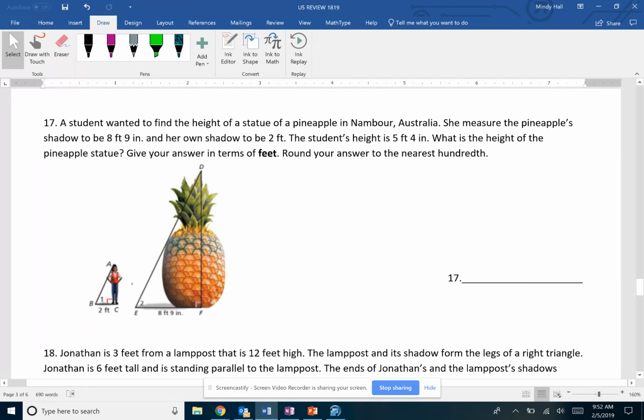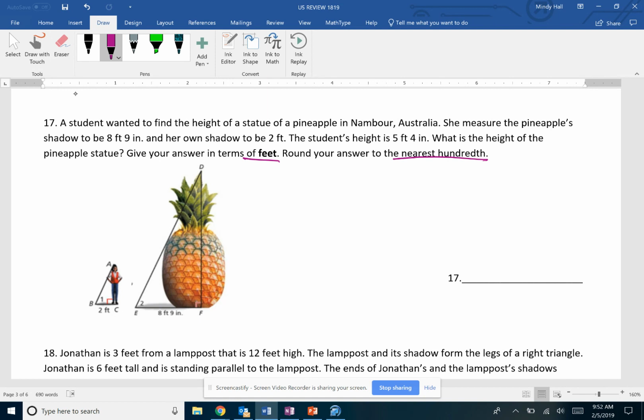So a student wanted to find the height of a statue of a pineapple in Nambour, Australia. She measured the pineapple's shadow to be 8 foot 9 inches and her own shadow to be 2 feet. The student's height is 5 foot 4 inches. What is the height of the pineapple statue? Give it in terms of feet and round to the nearest hundredth.